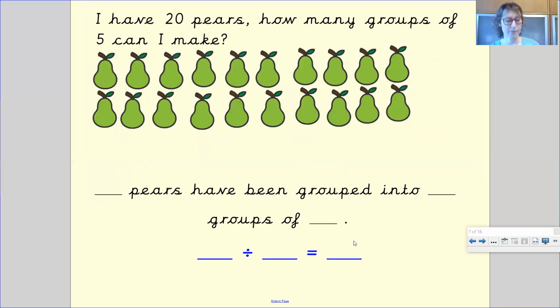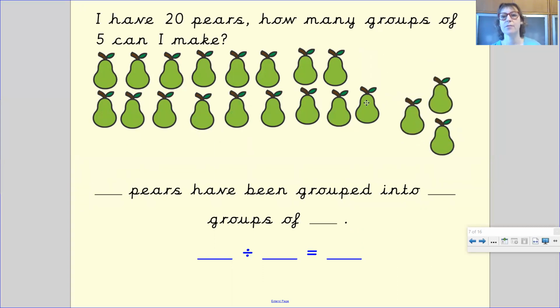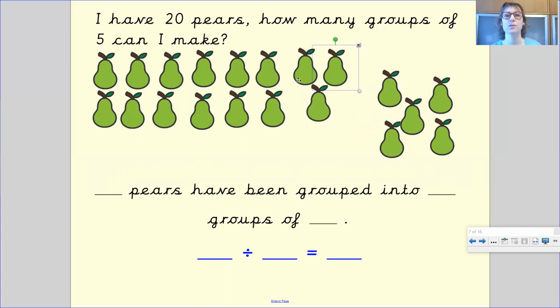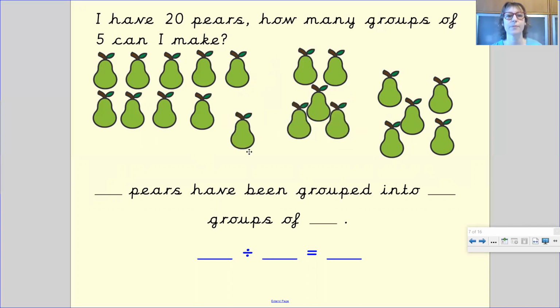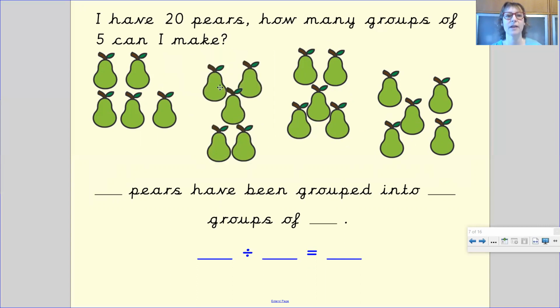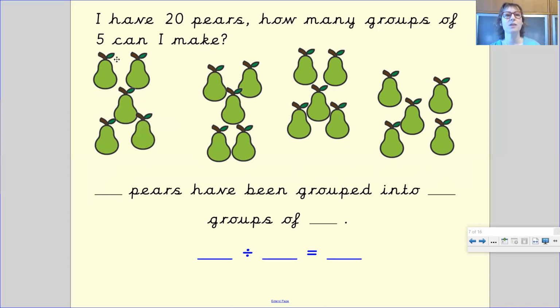Okay, let's have a look at this one. I have got 20 pairs, and I want to make groups of 5 again. So let's have a look. 1, 2, 3, 4, 5. That's one group. 1, 2, 3, 4, 5. That's 2 groups. 1, 2, 3, 4, 5. That's 3 groups. And 1, 2, 3, 4, 5. So I have got 5 in each group, and I have got 4 groups.